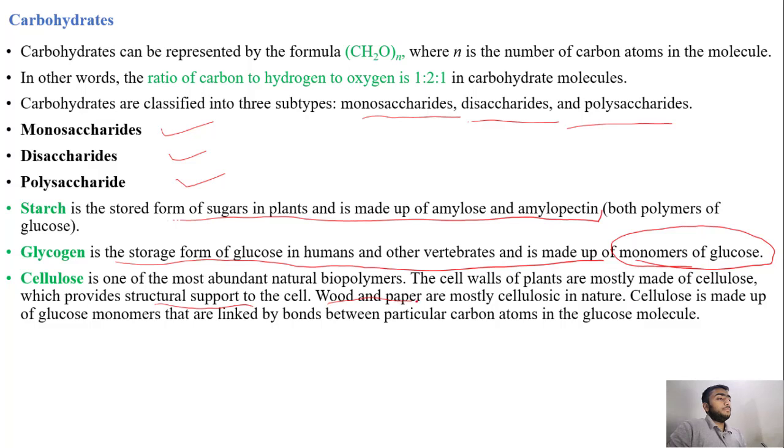And then wood and paper are mostly cellulosic in nature. Cellulose is made up of glucose monomers. So you have to understand and state that the repeating subunits of these polymers are glucose monomers that are linked by bonds between particular carbon atoms in the glucose molecule. You do not need to understand the details, but you need to be able to state that all three are composed from the monomers of glucose, which is the simplest sugar.